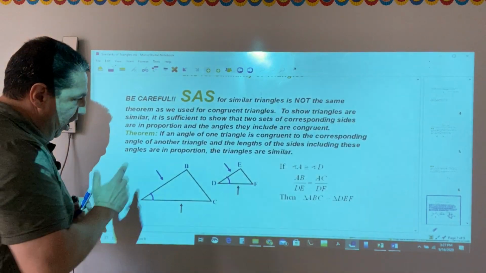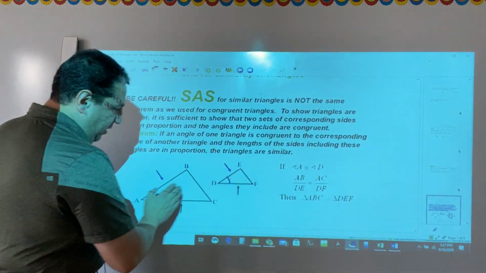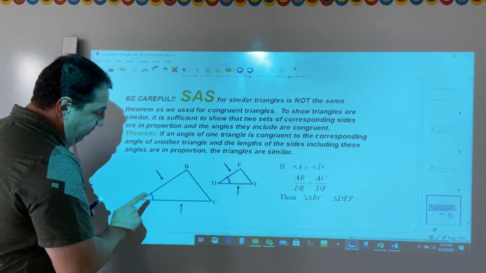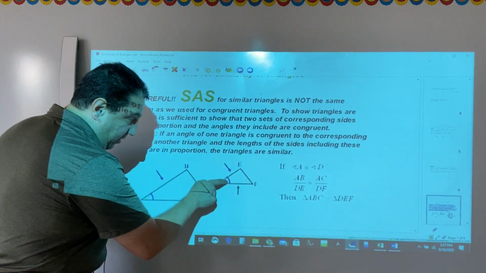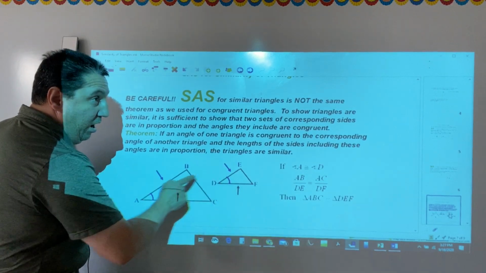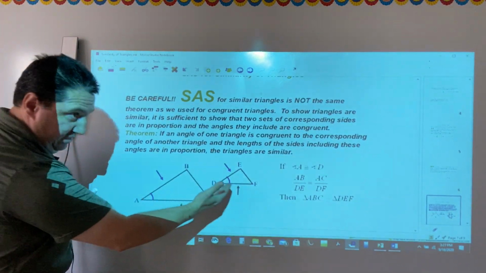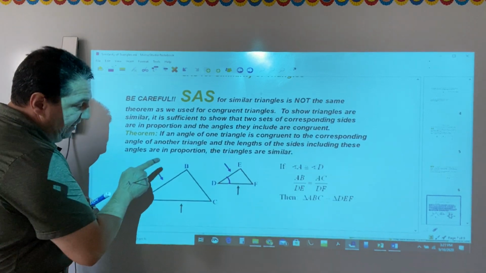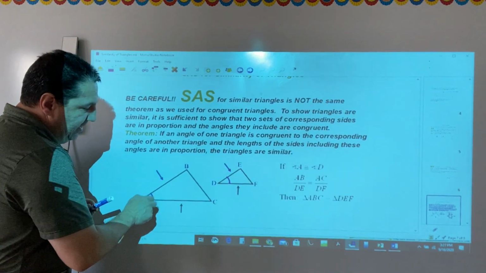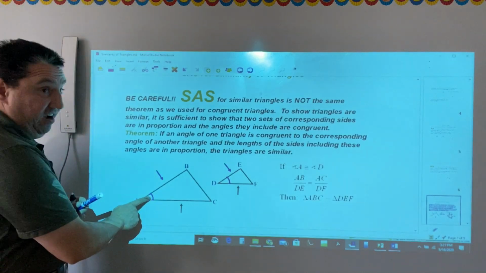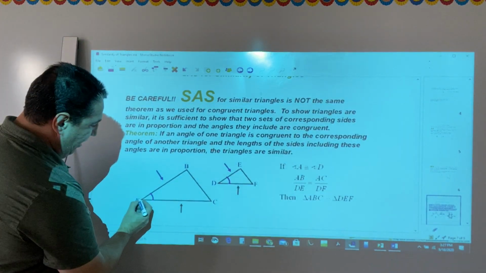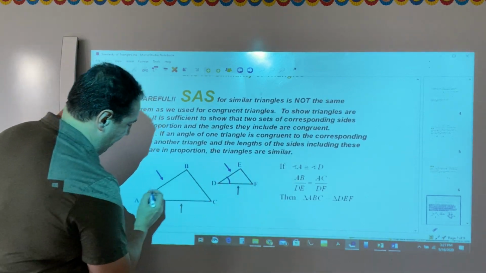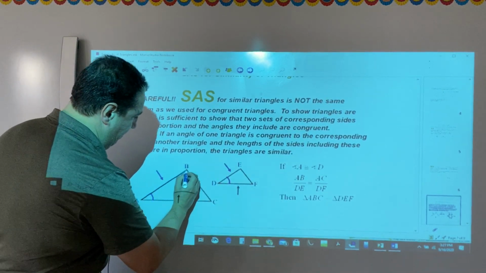Now, look at these two triangles. They are similar if and only if these two angles, A and D, are congruent, because they are corresponding. And the included side, or the sides that include these angles, are in proportion. Now, the corresponding side for AB in the other triangle is DE.